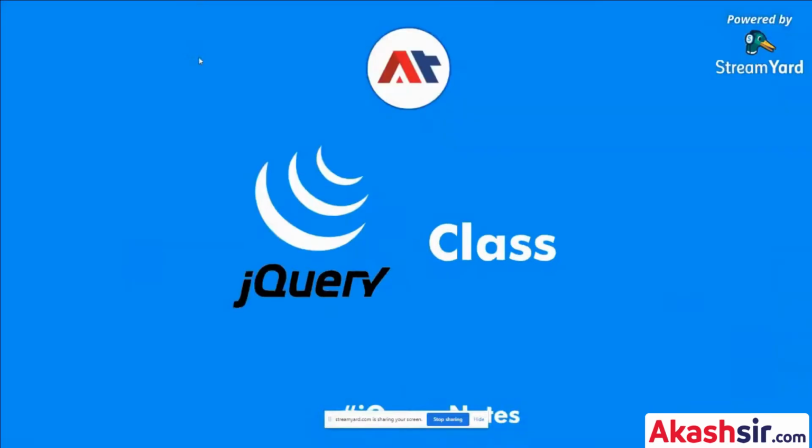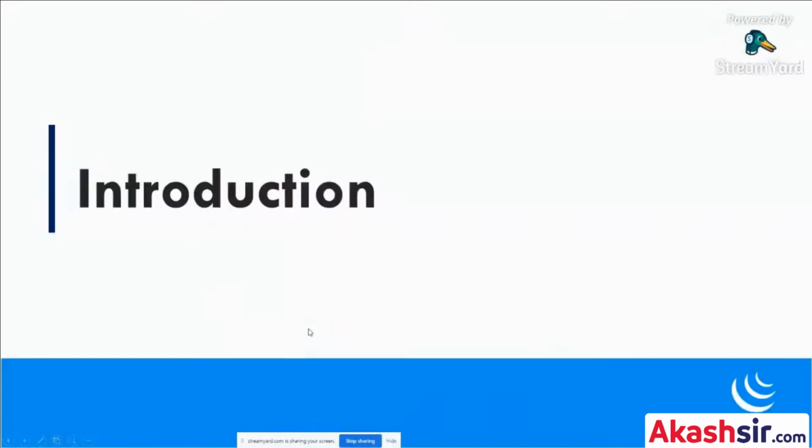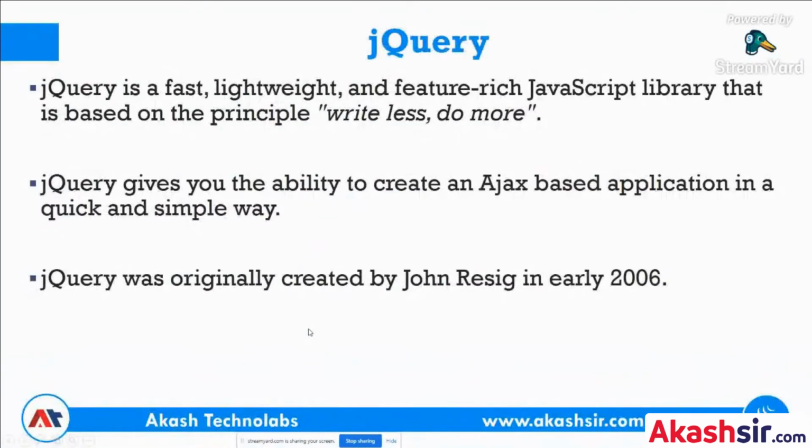So what is jQuery? As I told you before, jQuery is a fast, lightweight, and feature-rich JavaScript library that is based on the principle write less and do more. It means we have to write less, and there are lots of actions available. So jQuery gives you the ability to create Ajax. Now, what is Ajax? Do you know what is Ajax? Yes or no? You can write in the chat section.